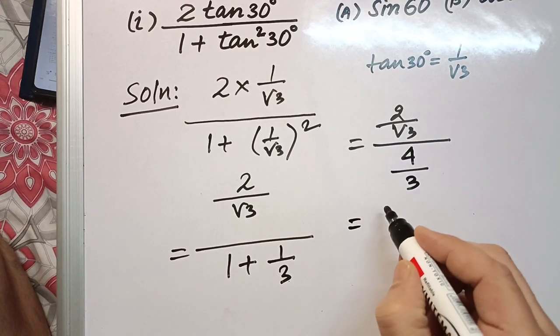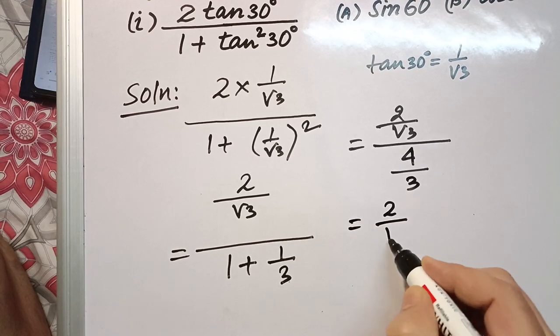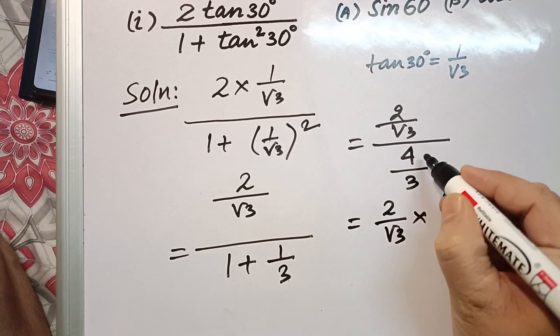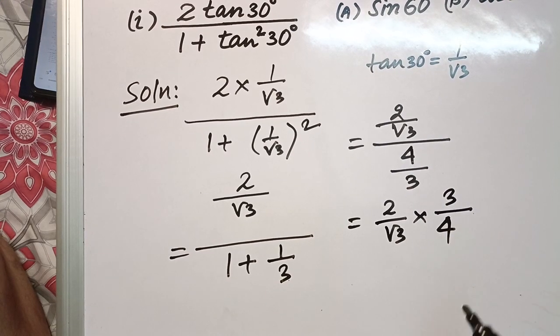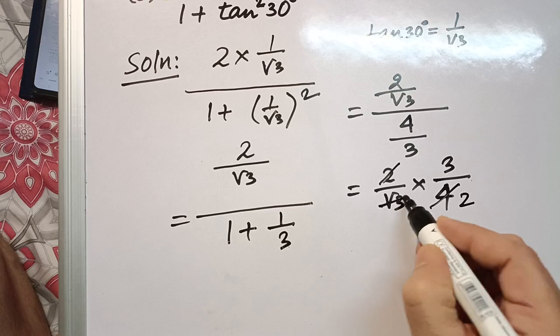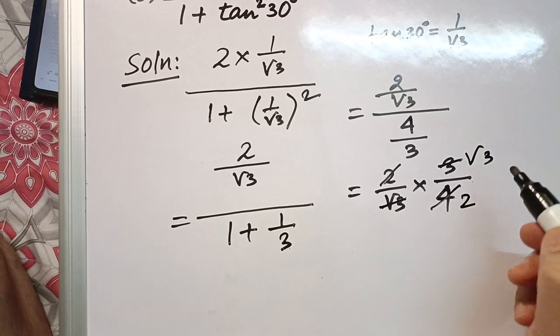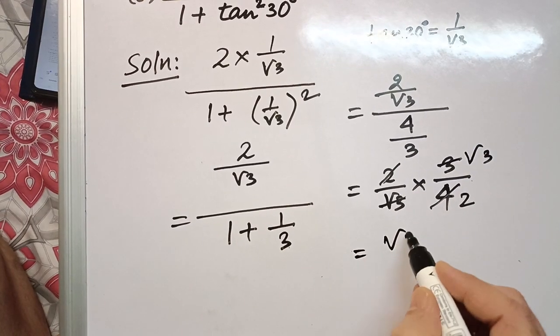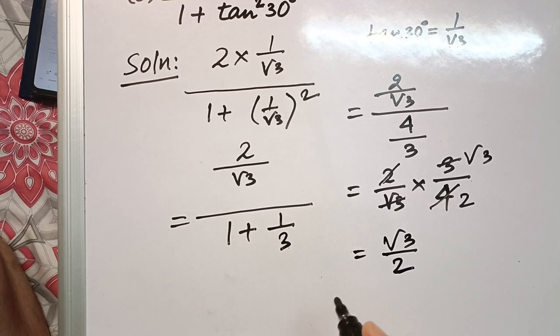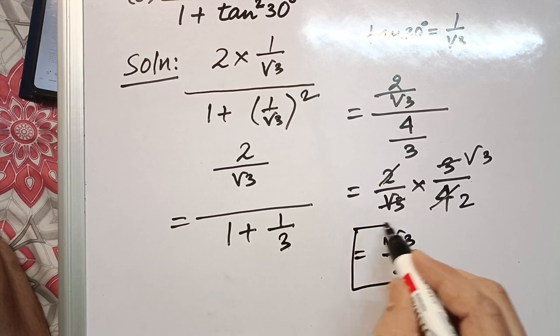Now further you simplify it. 2 by root 3 multiplied by 3 by 4, you take this value up and this value down. Now you can cancel this 2, you will get 2, and cancelling root 3 with 3 you will get root 3. Your final answer will be root 3 by 2. Okay, your value is root 3 by 2.